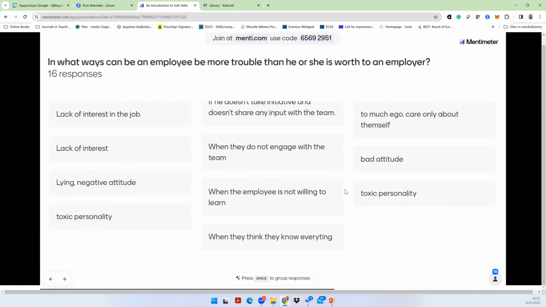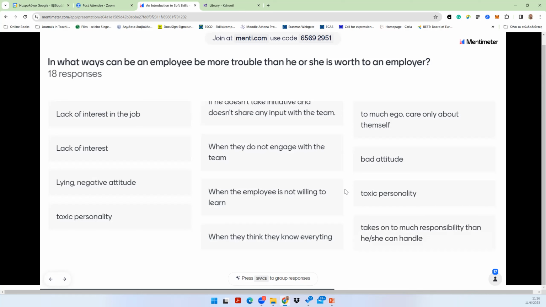Other, toxic personality. What do you mean by toxic personality? Can someone share with me his or her opinion? I really appreciate it. Can you share with me what this means? Yes, your name, Andre? Andre, are you from Poland? Yeah, very Polish, that's me. Please share with us what toxic personality means.